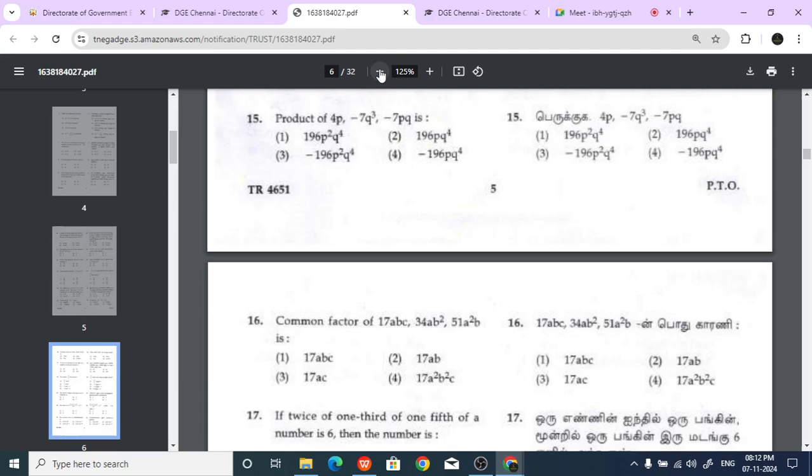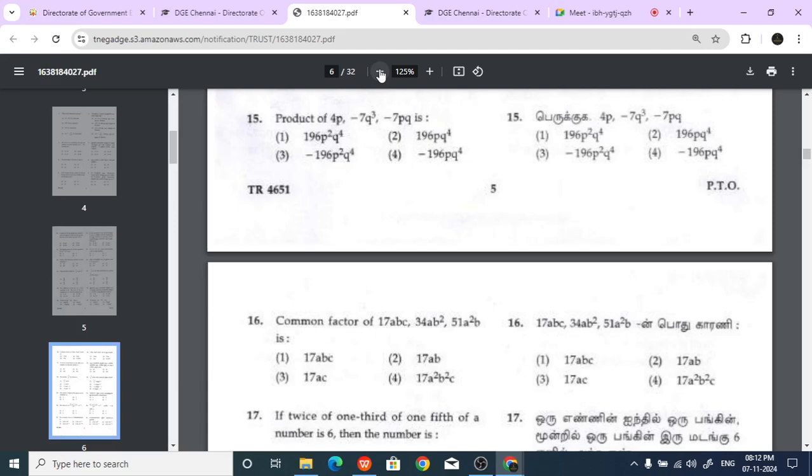That is, common factor means that the factor should divide all the 3. 17 ABC divided by 17 AB, yes, it divides. Like that, it has to divide all the 3. 34 AB square divided by 17 AB, yes, it divides. 51 A square B divided by 17 AB, this also divides. So that is the answer.